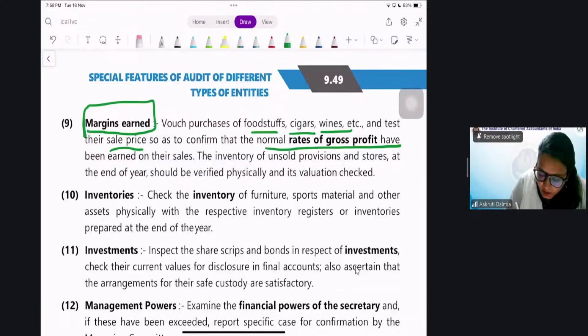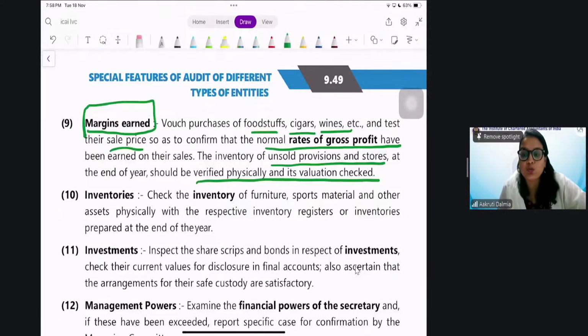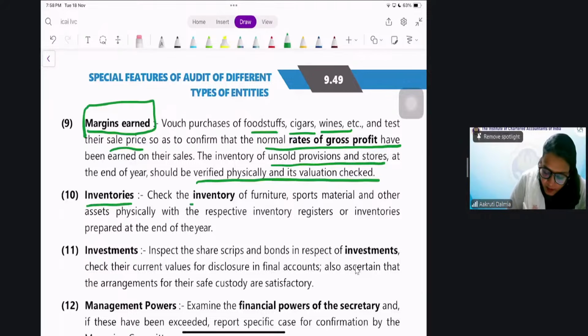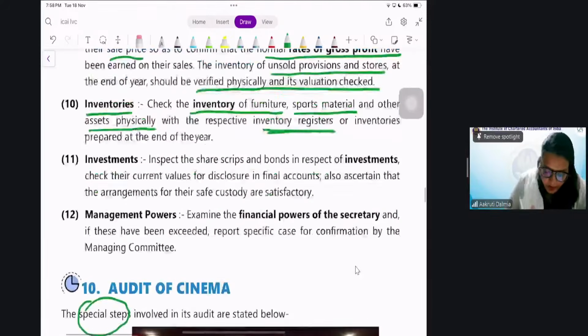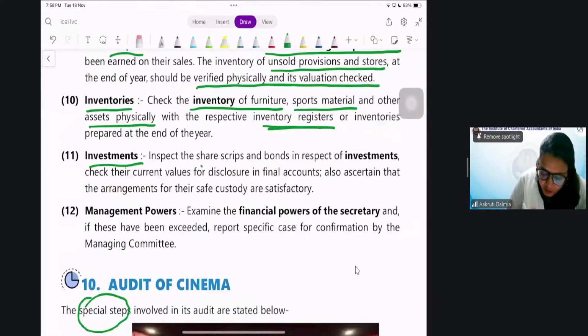The inventory of unsold provisions and stores at the end of the year should be physically verified and its valuation should be properly checked. Then you check inventory. Check inventory of furniture, sports material, assets physically with the inventory register. Then any investments, check shares, bonds, etc. of any investments done, proper disclosure of current value, their custody satisfactory, and management power.